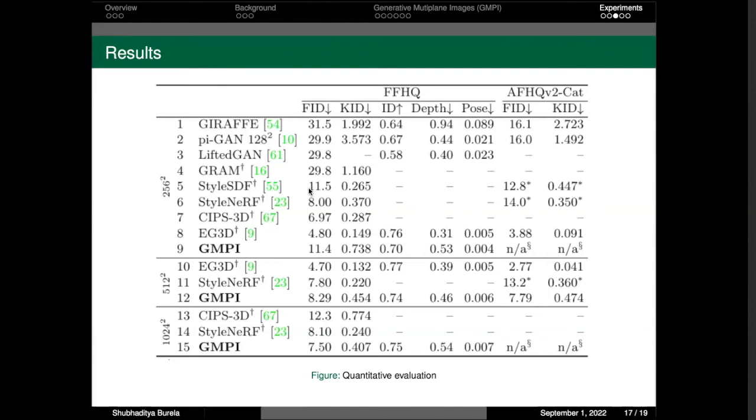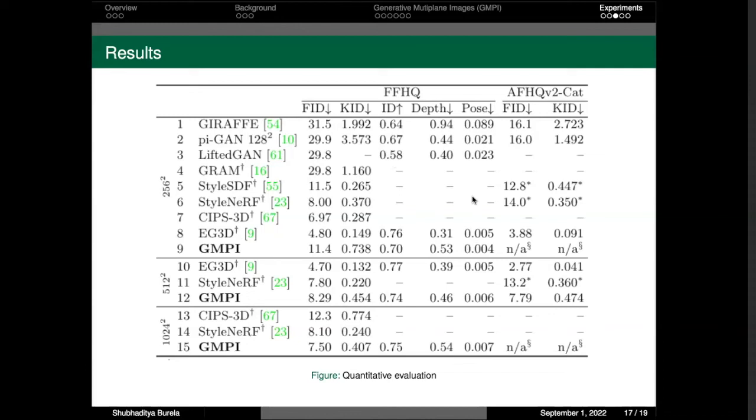And then GMPI demonstrates better identity similarity than Giraffe or PyGAN or lifted GAN. It also outperforms Giraffe in terms of depth. So we can see depth is less than Giraffe, so it is better than that. So it performs best among all the baselines on pose accuracy. So we can see pose accuracy is the best. So it's as low as possible among all these compared results.